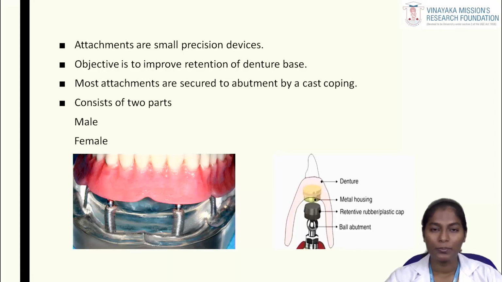I am going to tell in brief about attachments. What are the most commonly used attachments? These attachments are small precision devices. When we are using an attachment, our objective is to improve the retention of the denture base. Most attachments are secured to the abutment by a cast coping, and consist of a male and a female part. In this example, the ball attachment is the male part and the metal housing is the female component which is embedded into the denture. So, this is the basic of attachments.